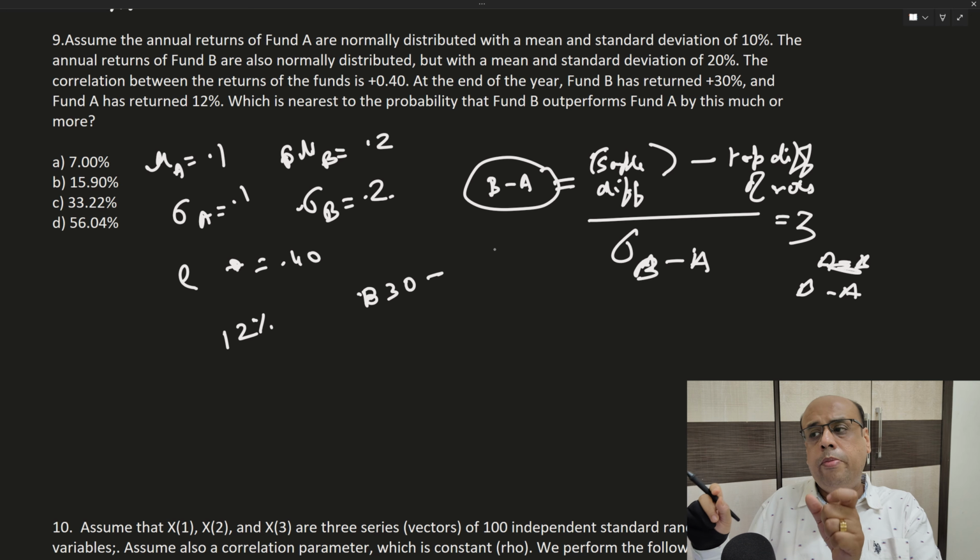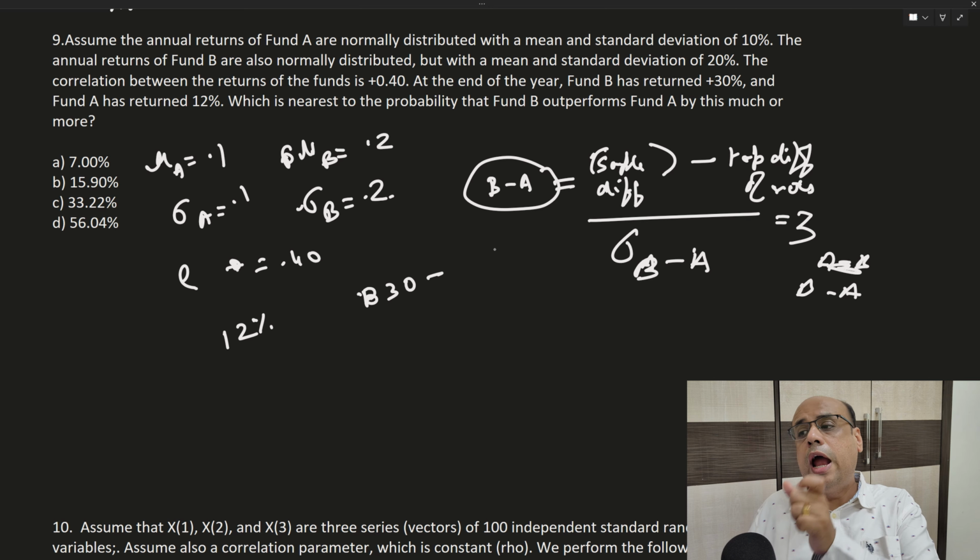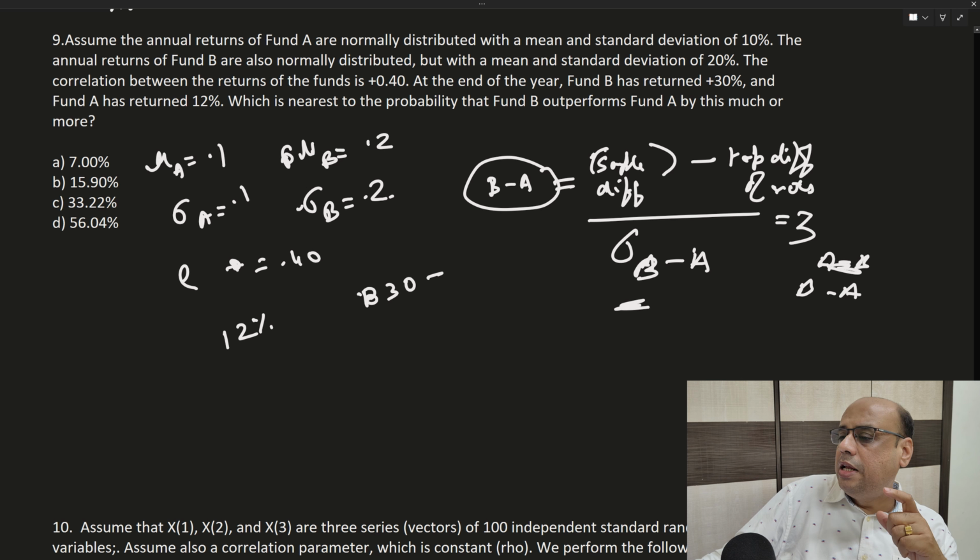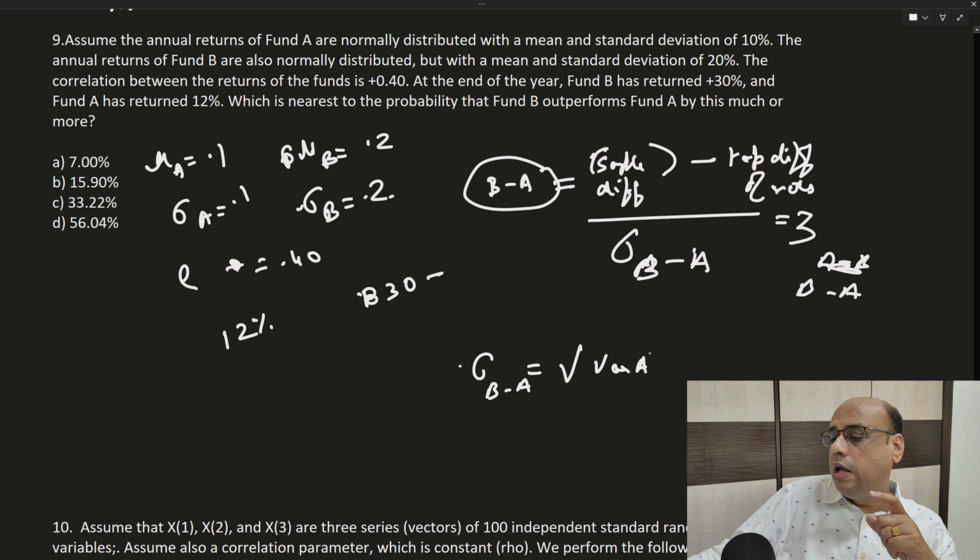To know the probability, we have to find out the Z value. And Z value of what? Of A, or B? No, we have to find it for B minus A, which is the difference. For that, we need the sigma of B minus A, which is the standard deviation. Now sigma of B minus A is equal to the square root of variance of A squared plus variance of B squared minus 2 covariance AB. This covariance AB we can write as rho into standard deviation of A into standard deviation of B.